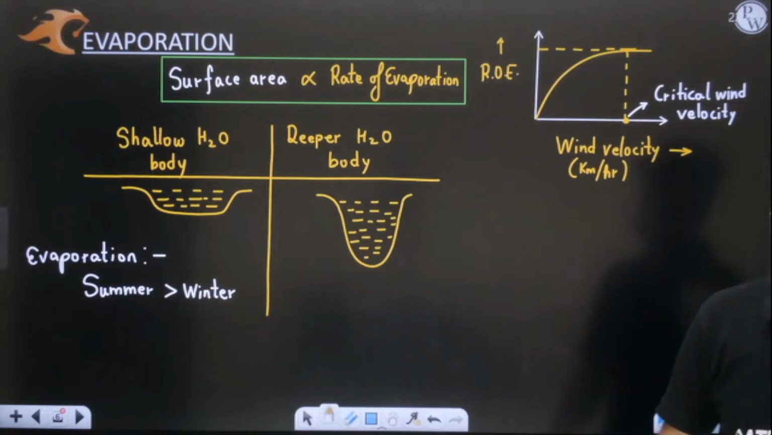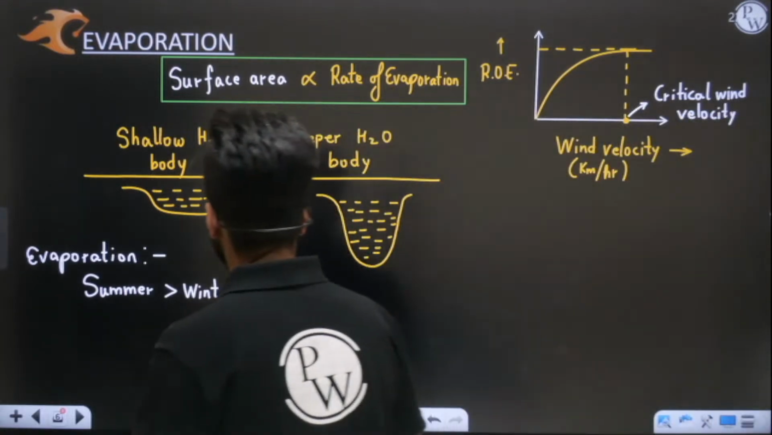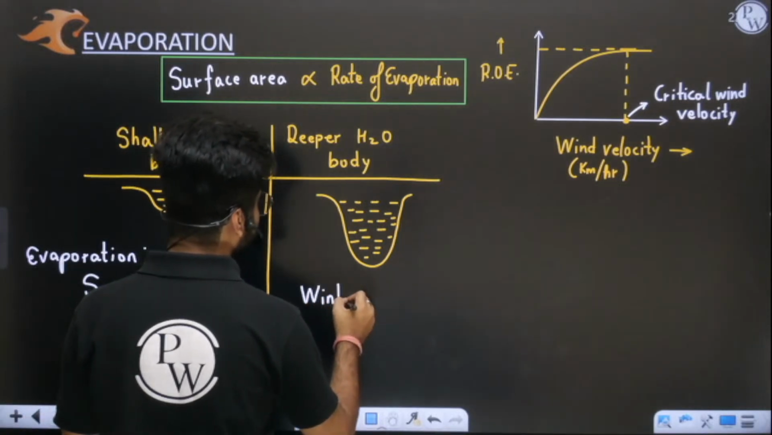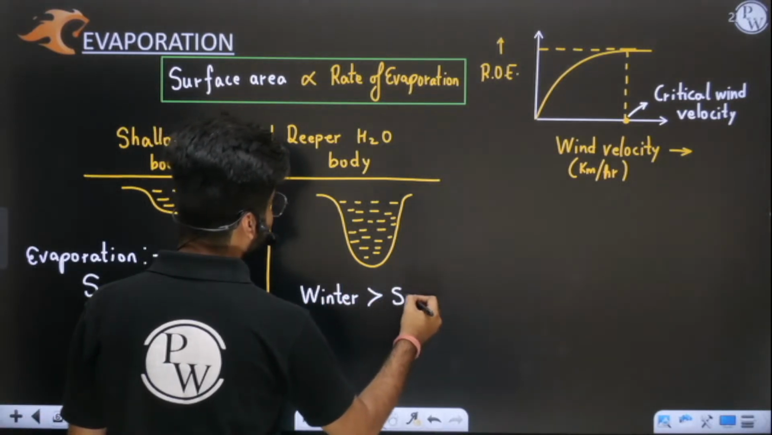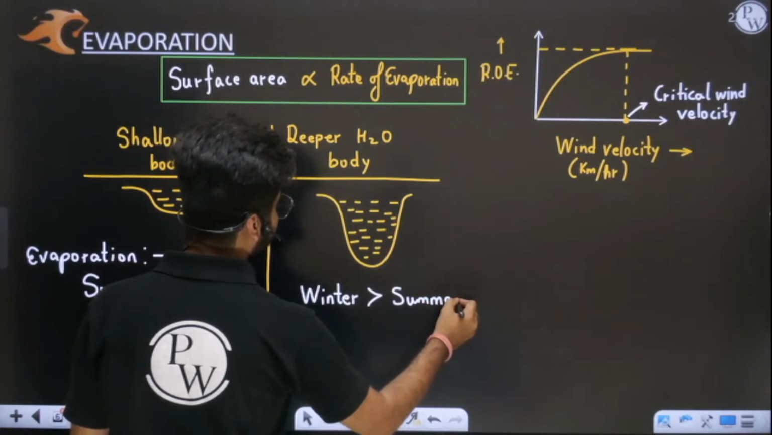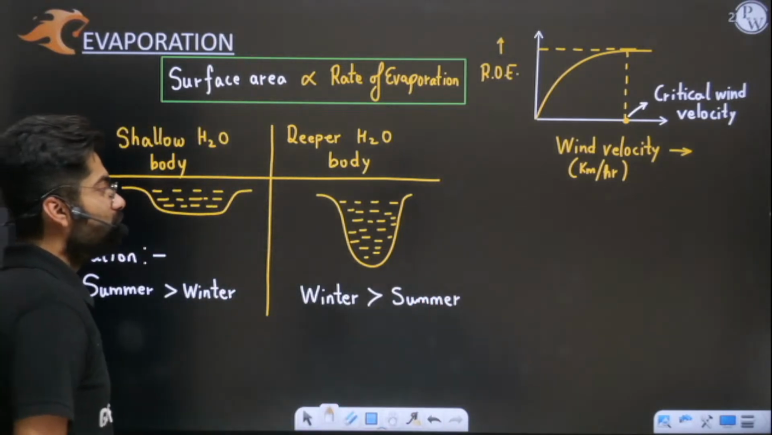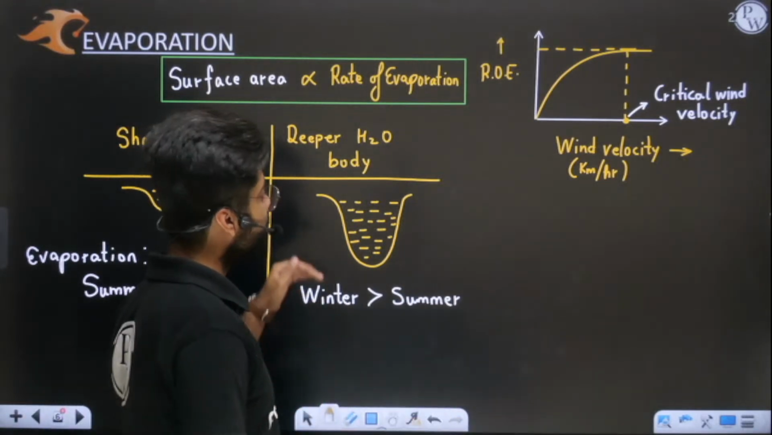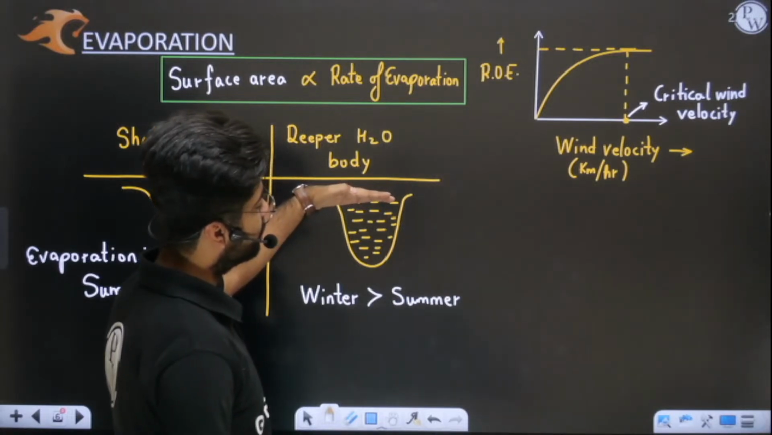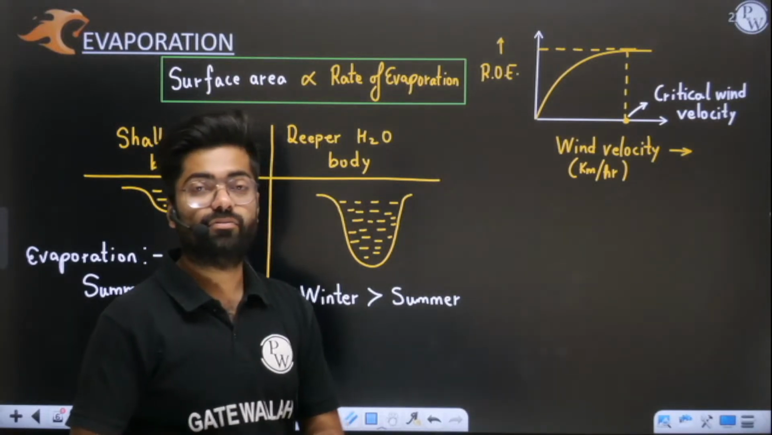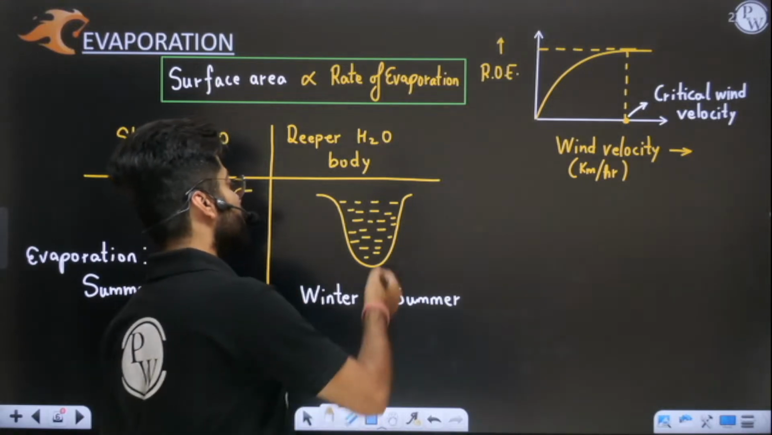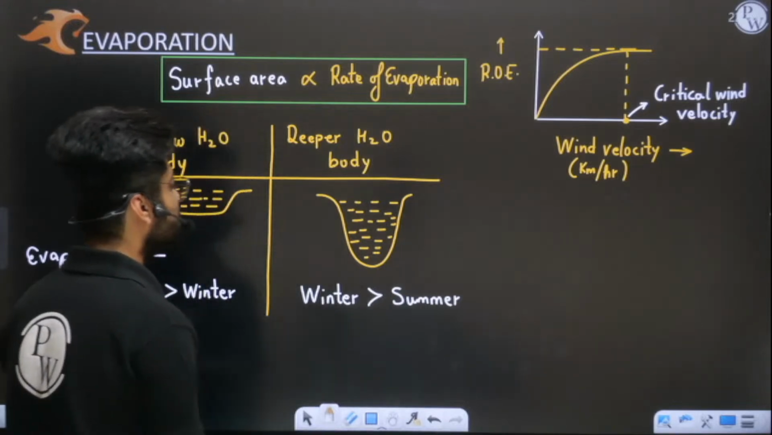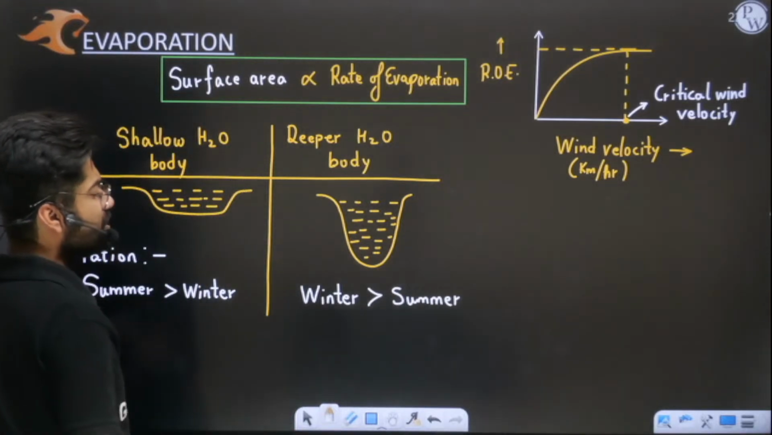Perfect. Now, what happens in a deep water body? Sir, the reverse is the case. In a deep water body, in winters we have more evaporation as compared to summer. Since deep water bodies are very deep, the volume of water is also very high. So in summers, this amount of heat is not going into the water body. In summers, the water below the surface is very cold. But in winters also water is very cold.